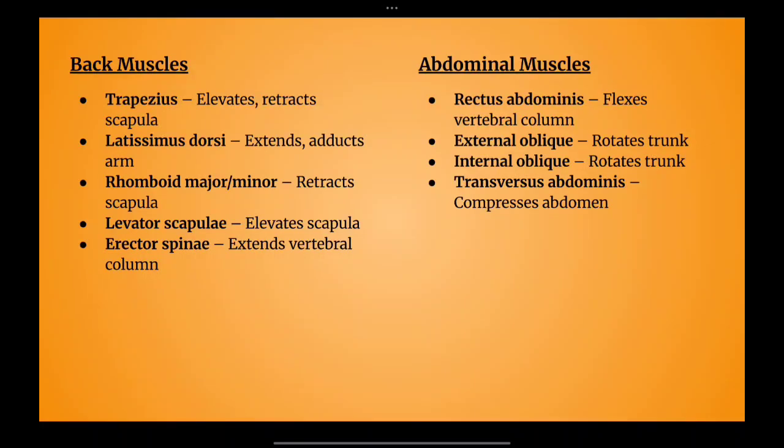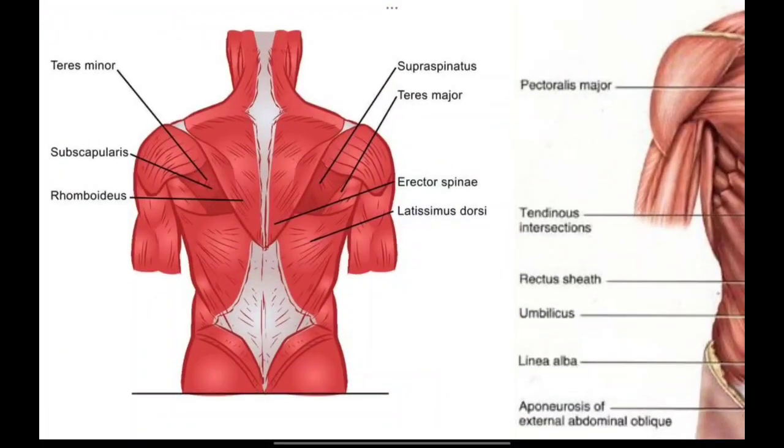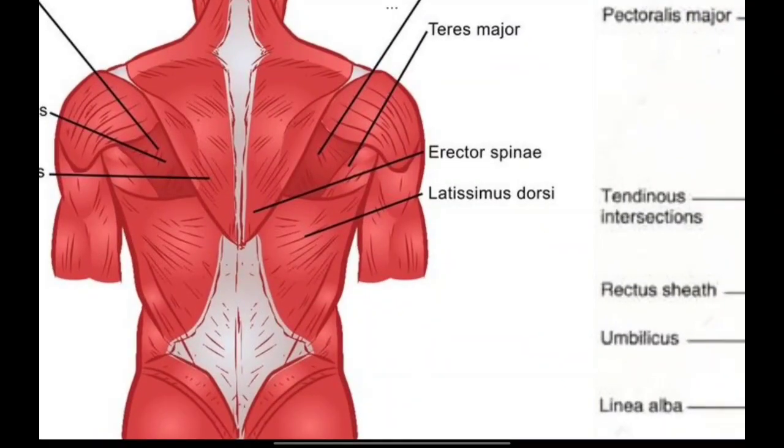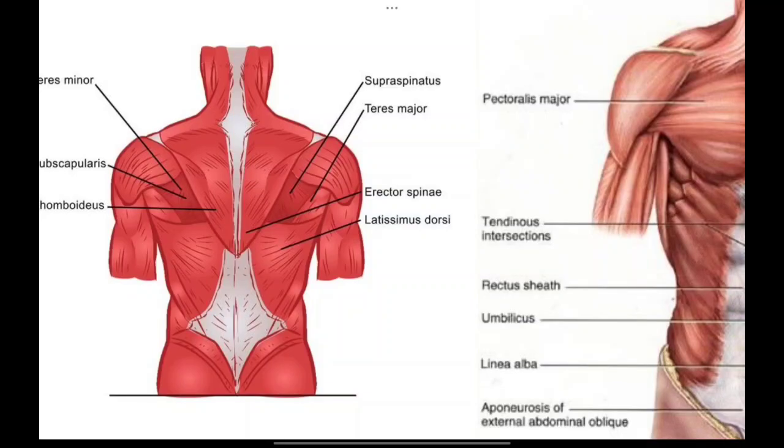Back muscles. Here you can see the trapezius muscle, latissimus dorsi, then you have rhomboid major and minor muscles, rhomboideus, that is what you see. Then you have levator scapulae, which elevates the scapula. Then erector spinae, which extends the vertebral column. So these are the different muscles that are observed on the back.